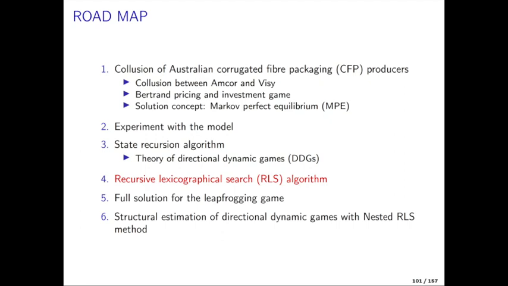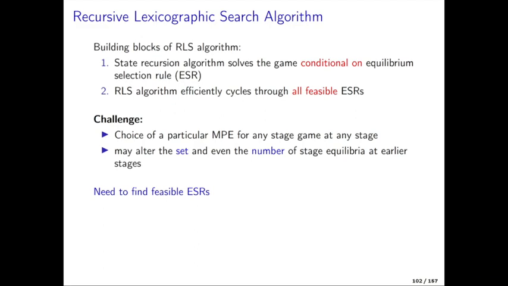Okay, so this is what the RLS is doing. It's basically taking all the combinations of equilibrium selections and calculating them in a very systematized way. We have an algorithm to do it. Okay, so here are the building blocks of the RLS algorithm. The state recursion algorithm is solving the game conditional on the equilibrium selection rule, and then RLS is efficiently cycling through all feasible equilibrium selection rules, like all the combinations of whether it's equilibrium number 1, 2, or 3, through the state space.